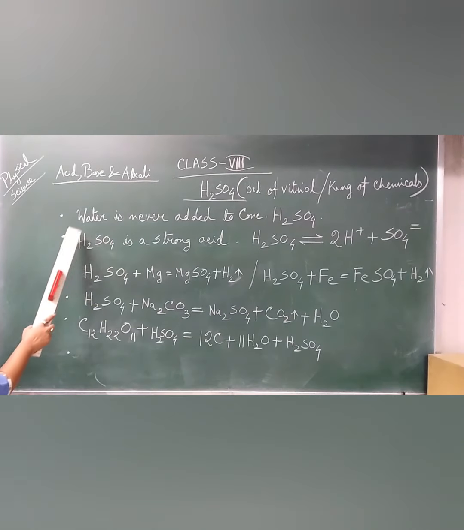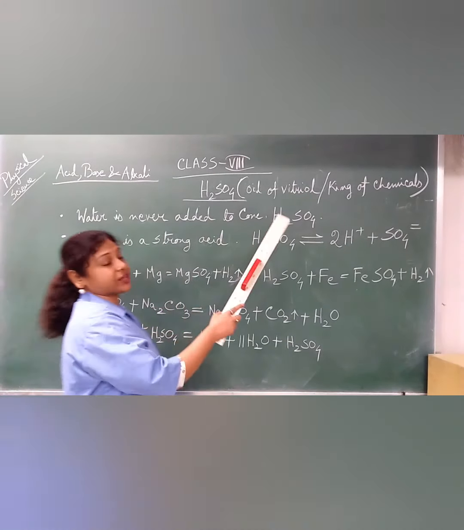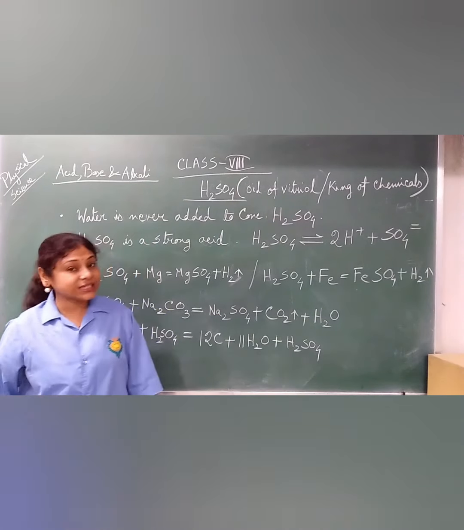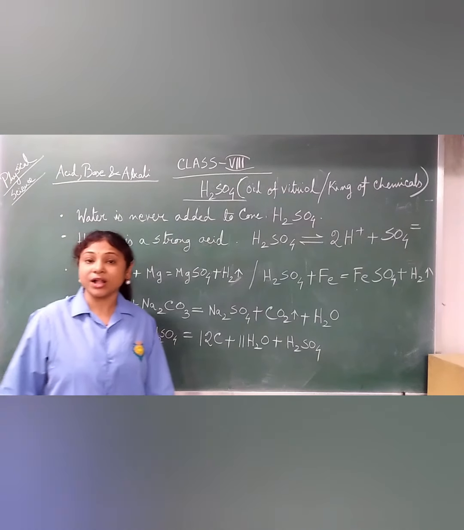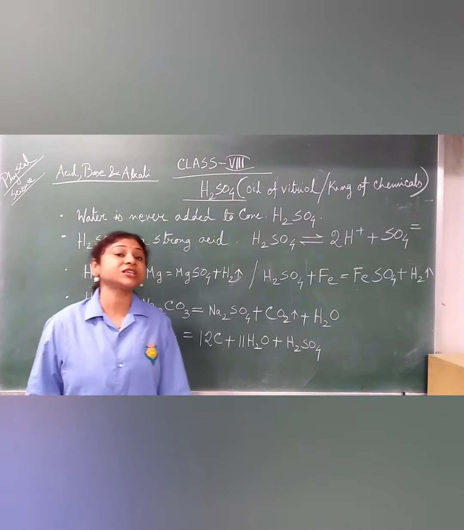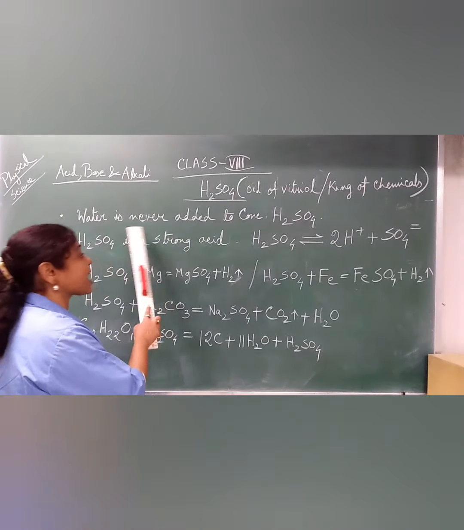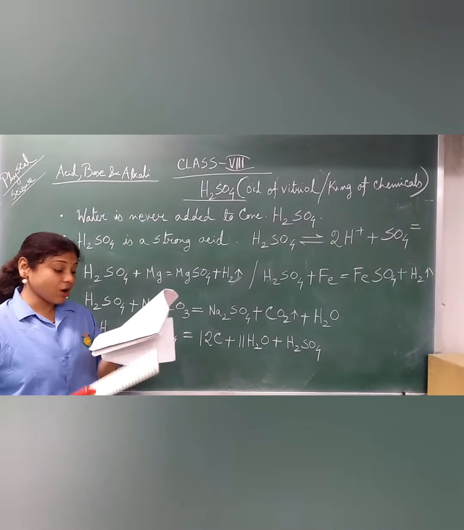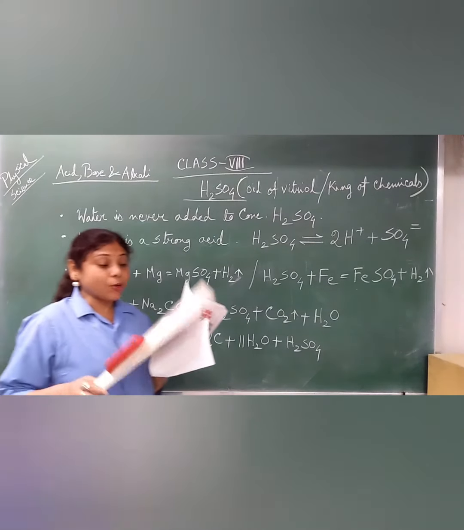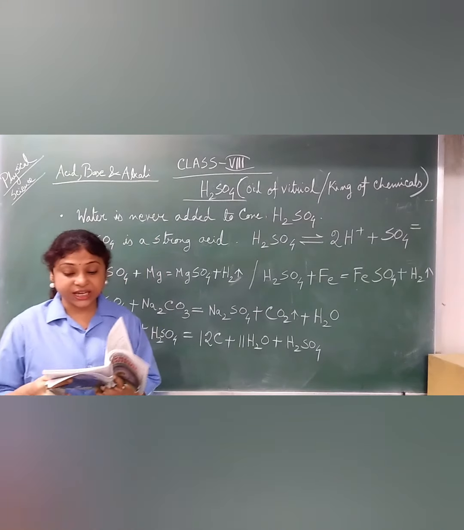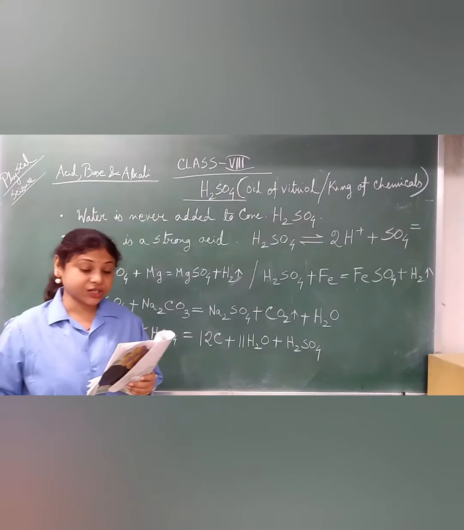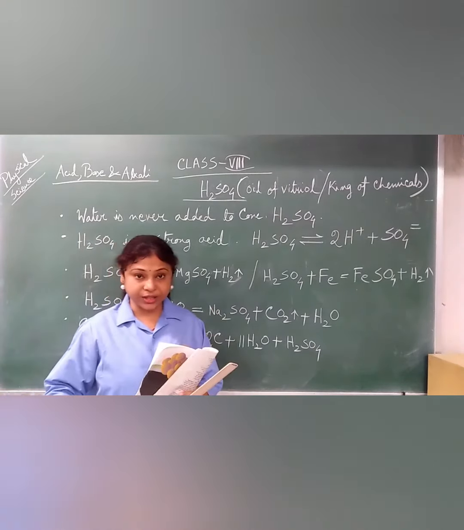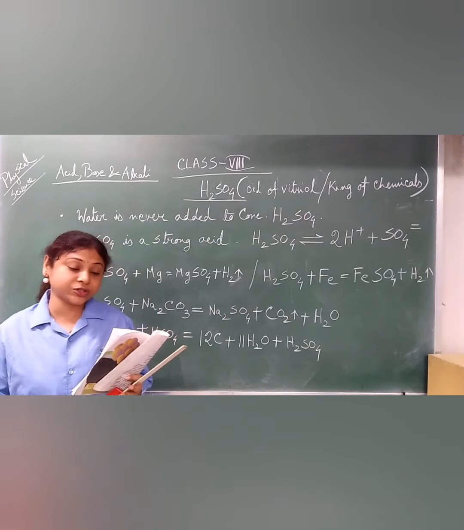Now, properties. First, water is never added to concentrated H2SO4. For making a dilute solution of H2SO4, always add acid to water, dropwise and with continuous stirring, but never add water to H2SO4. Why? Because the moment water comes in contact with concentrated acid, a large amount of heat is produced.